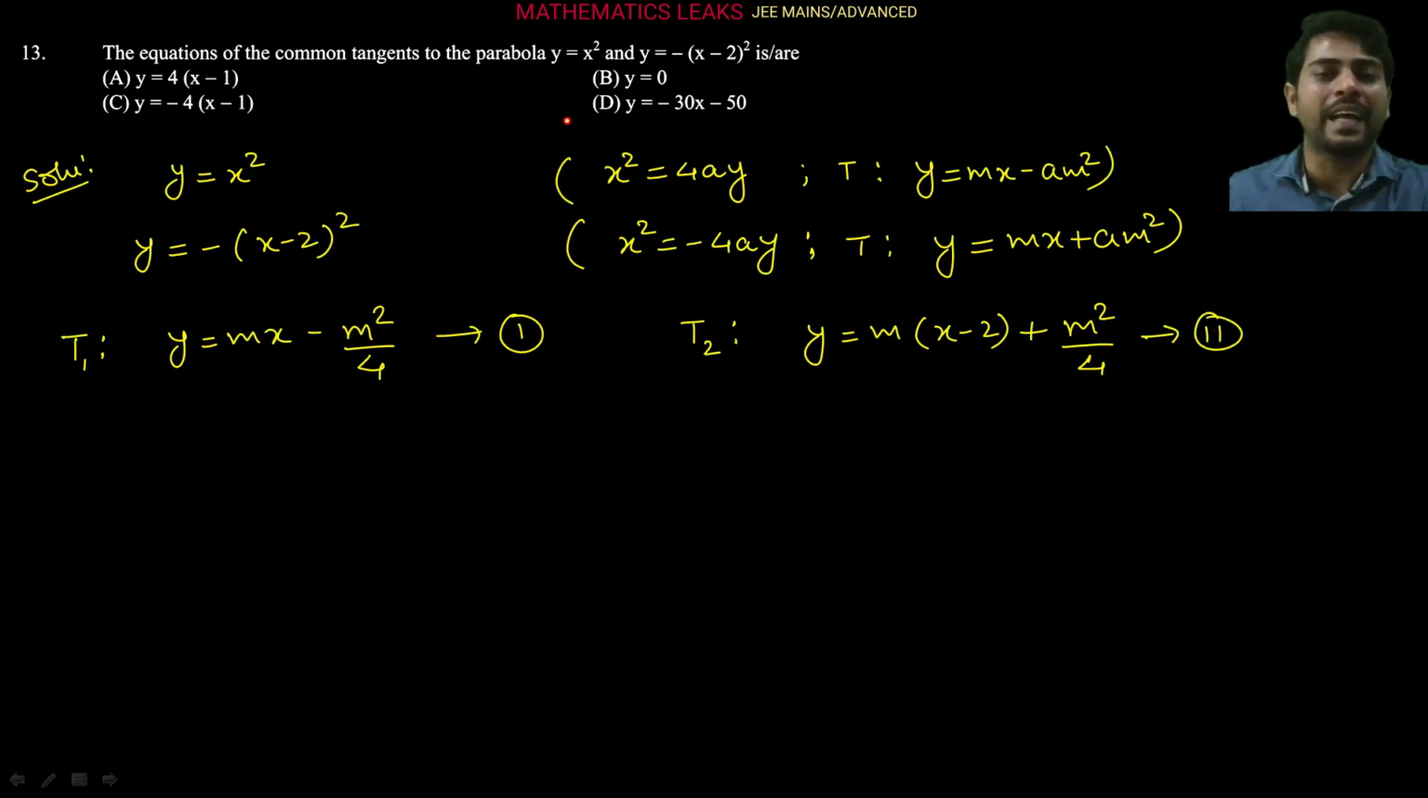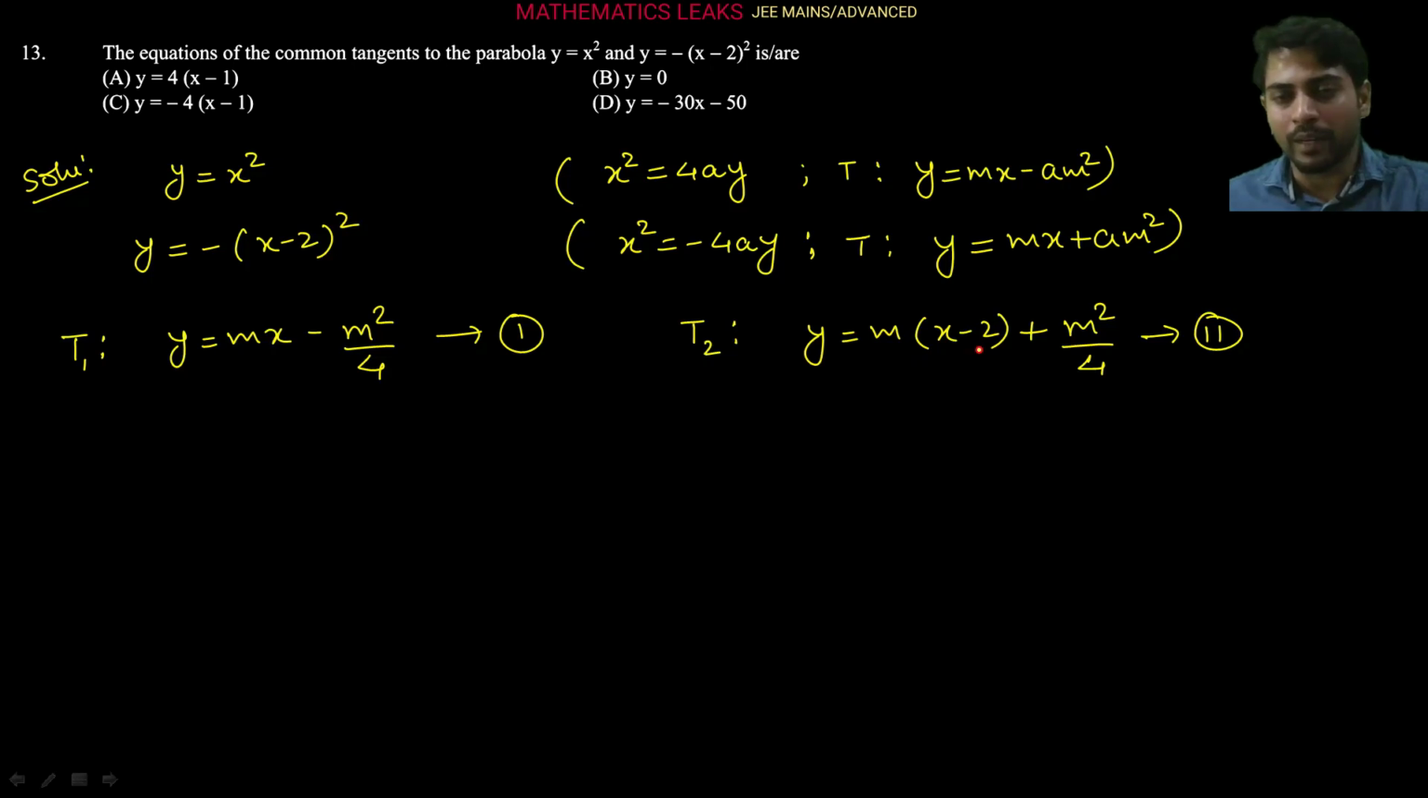Now these are the tangents for these two parabolas. It is given that we want the common tangent to the parabolas, so let's suppose the tangent to the first parabola is this and the tangent to the second parabola is this. Let's suppose this is the common tangent, meaning both lines will be identical. Both equations will be identical, so in this case we will do a comparison of both equations.